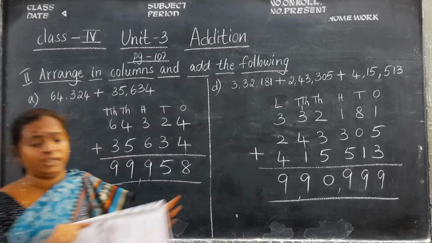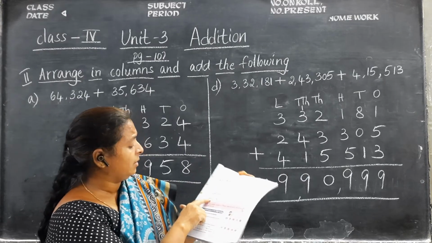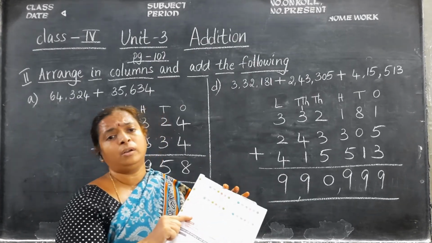Children, from A to G, I have shown you the A and D bits. Next, E bit, F, G. All these sums you do in your maths notes.